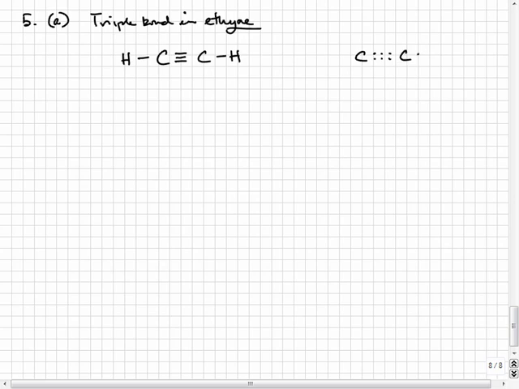5a. In C2H2, there is a triple bond, so the Lewis structure should look like this. There is a triple bond between the two carbons, and a single bond from each carbon to hydrogen. B. C2H2 should have the shortest C-C bond because it is a triple bond.